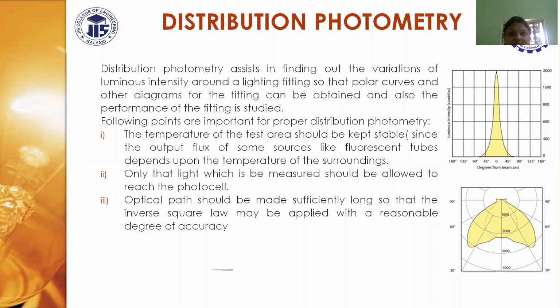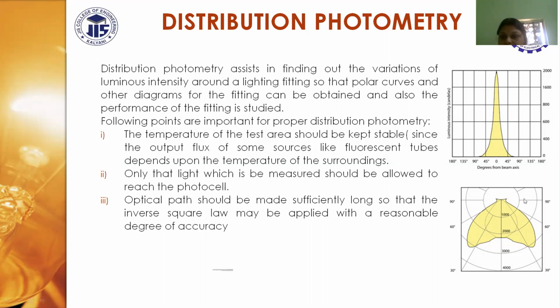The temperature of the test area should be kept stable, since the output flux of some sources like fluorescent tubes depends upon the temperature and the surroundings. Only that light which is measured should be allowed to reach the photocell. Optical path should be made sufficiently long so that the inverse square law may be applied with a reasonable degree of accuracy.